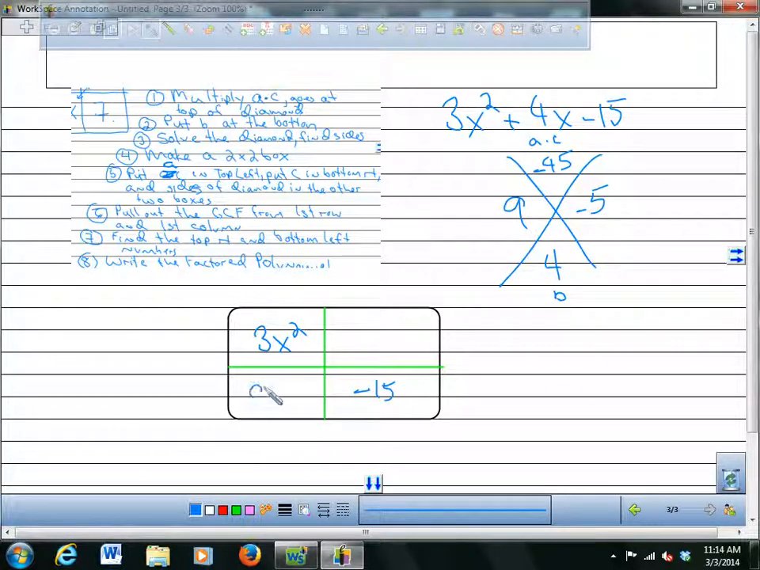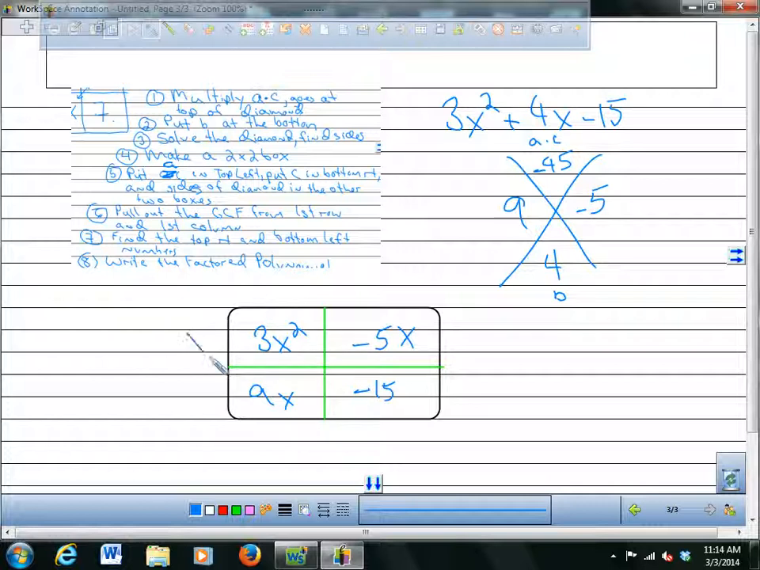And then you just break this up. B is going to be 9x and minus 5x. And again, it doesn't matter where you put those. You'll still have the right answer, okay? So it doesn't matter if I put minus 5x here, 9x here, you'll still get the right thing, okay? So what's the GCF in this top row?